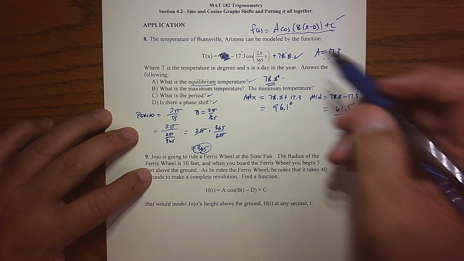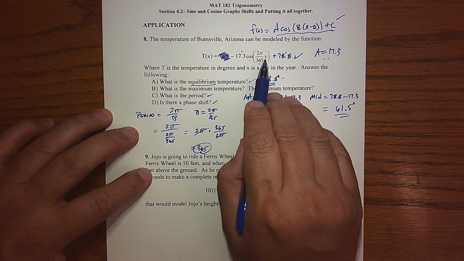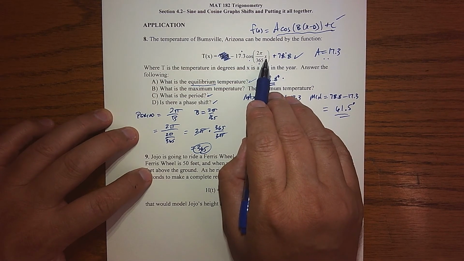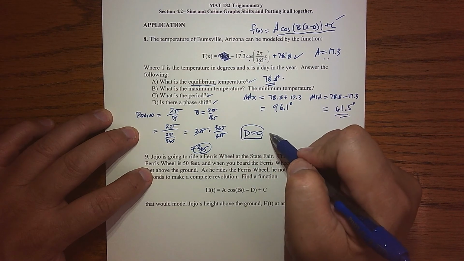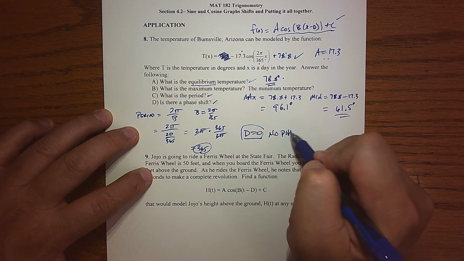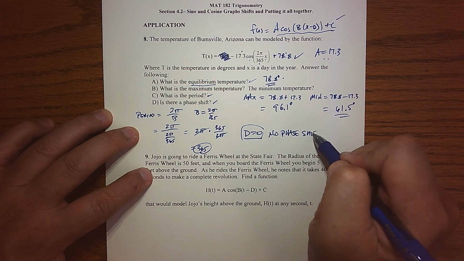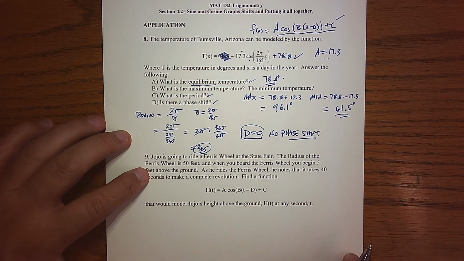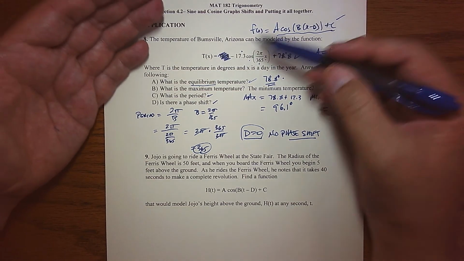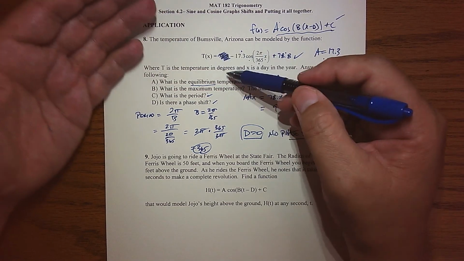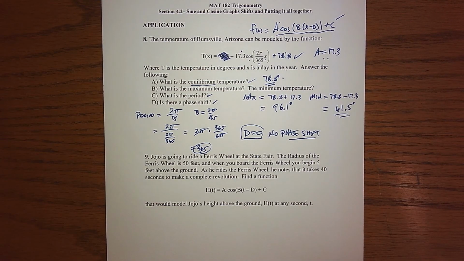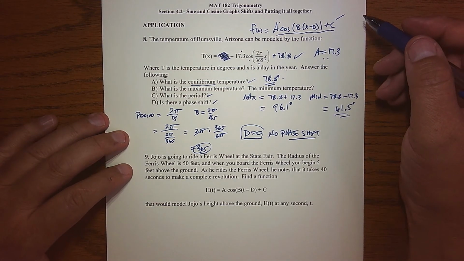Is there a phase shift? Well, when we take a look in here, we're not subtracting or adding anything to x, so D is equal to 0. So there is no phase shift. All right, so nice and neat. The function was given to us. All we had to do was tie in what we've learned about A, B, C, and D and give them meaning, right? Because in this case, it was temperature meaning, day meaning, and all that other good stuff.